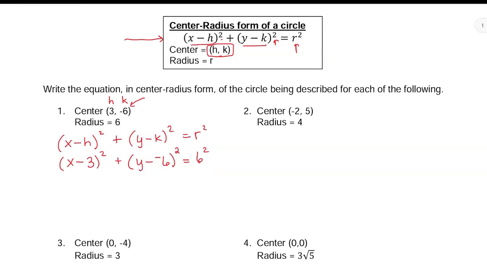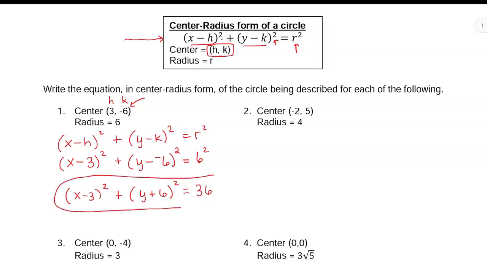Okay, let's write the final answer. Leave x minus 3 quantity squared. It's fine. The second parenthesis says y minus -6. Change that to y plus 6 quantity squared, and then do 6 squared is 36. That's your final answer for the equation of a circle. In the next section, we're going to graph these circles. So for now, we're just going to write the equation.